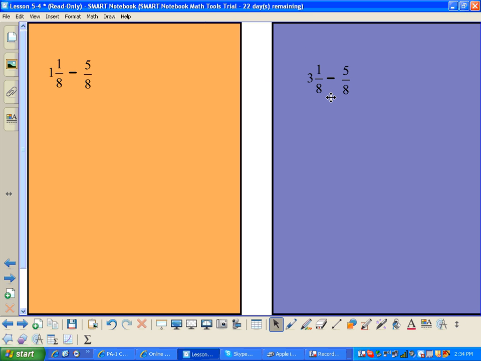All right, PA2 students. So here we are. We're going to really focus on subtraction of fractions with regrouping. This is very important and it's going to rely upon your number sense of fractions.